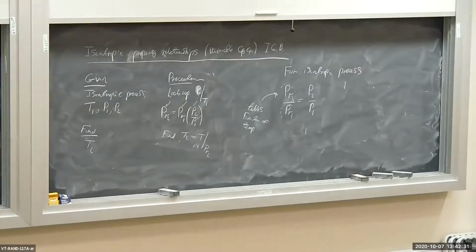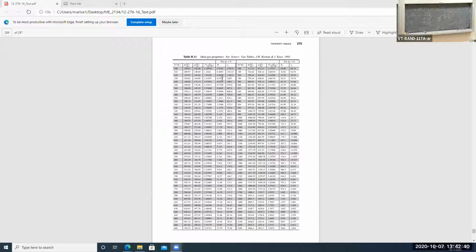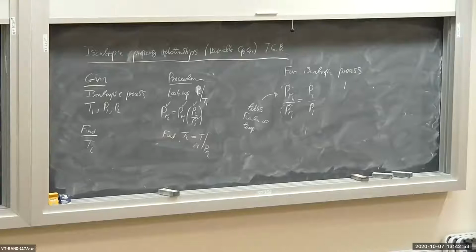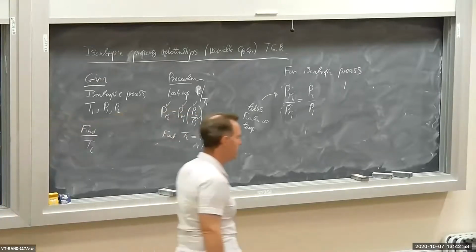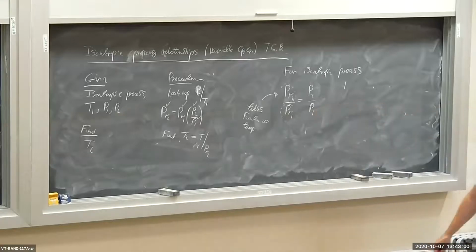So once you have PR2, you would go to your table. Let's say you knew what PR2 was at state 2. You would find it and then go over and get the final temperature at state 2. So this procedure allows you to calculate temperature changes as a function of pressure using reduced pressures, and this incorporates variable specific heat.